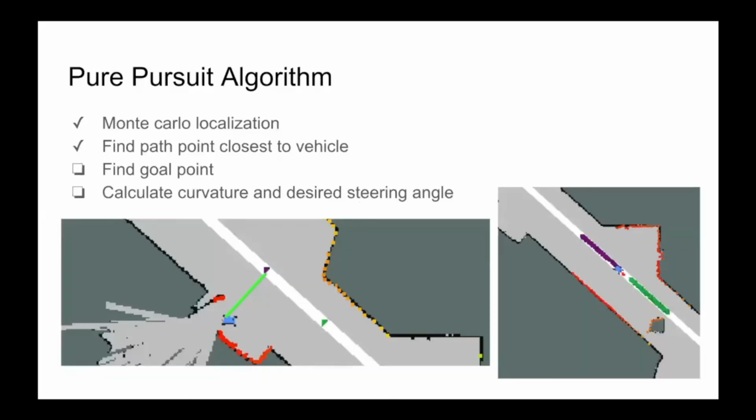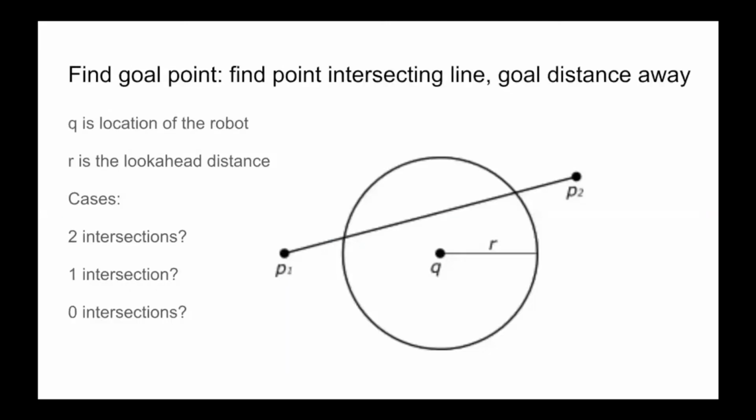So this is visualized in RViz with a purple dot, and then once you find the closest point, you travel along that line segment that the closest point is on to find the goal point that is a certain look-ahead distance away from the vehicle. Finding the goal point is basically finding the intersection of the line segment that is your path and a circle that is of radius goal distance or look-ahead distance.